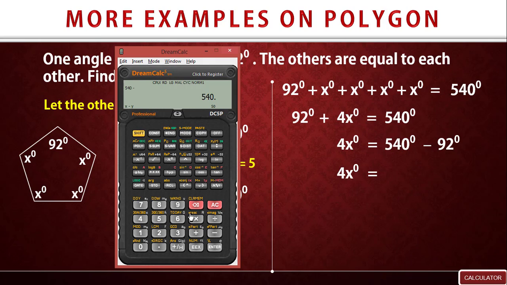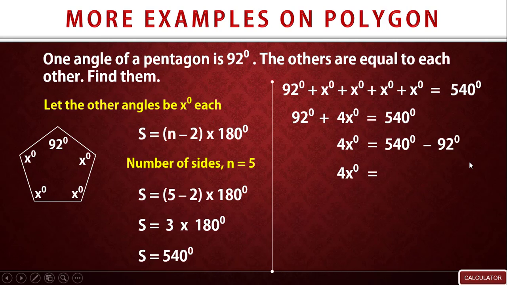540 minus 92 gives 448. So we have 448 there. Then 4s degree equals 448 degree. For us to obtain the value of s degree, what we need to do is to divide both sides by the coefficient of s, and the coefficient of s is 4. So divide both sides by 4.